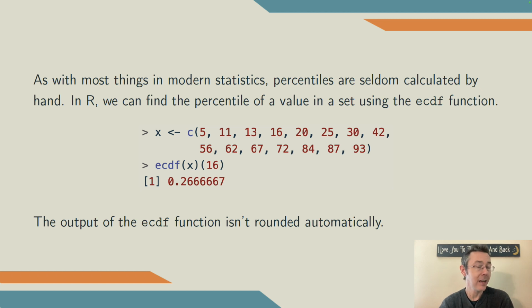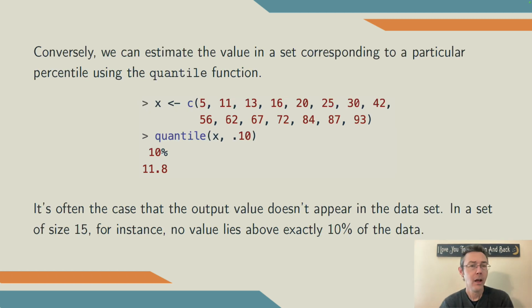Do notice that ECDF does not round the values automatically. That's something that we get to do on our own. Conversely, we can estimate the value in a set that corresponds to a particular percentile using the quantile function. So while ECDF was taking a value in the set and giving back its percentile, now we're taking the desired percentile and getting back a value in the set. For instance, quantile x, 0.10 gives back 11.8. This lies above about 10% of the data in this set.